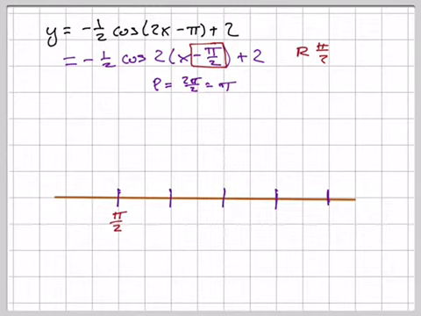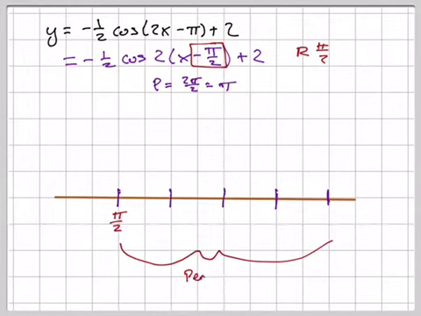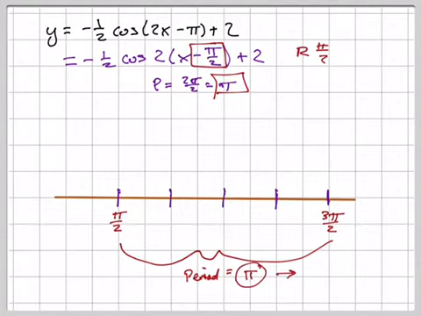And the end point, remember this whole distance right here? That's called a what? Cycle. That's called 1 period or 1 cycle. The period equals what again? Pi. So I'm just going to add pi to pi over 2. What's pi plus pi over 2? 3 pi over 2. And now take pi, your period, and divide it by 4, and that shows you your interval lengths. Interval lengths are pi over 4.